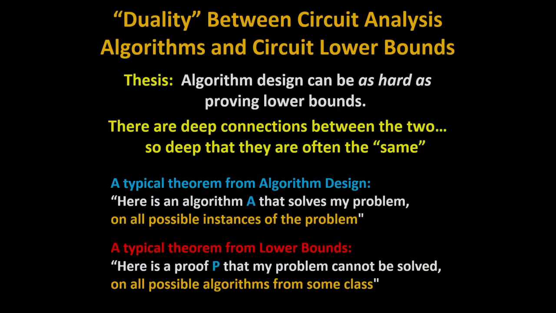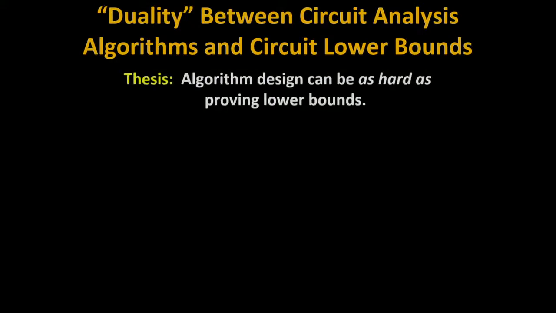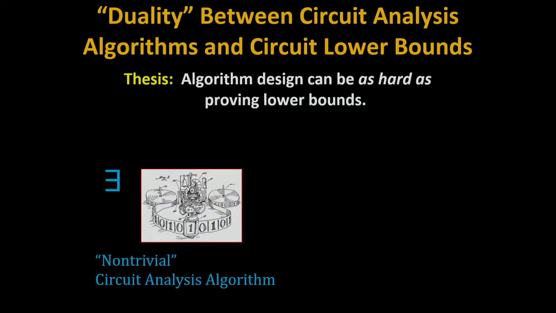In our case, it will be like a fixed computational object, like a circuit, and an analogy between that and all possible algorithms from some class. So this will be all possible circuits from some class. Okay? So more precisely, what I want to do is set the following kind of quantifier match.